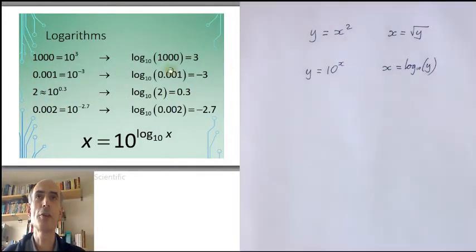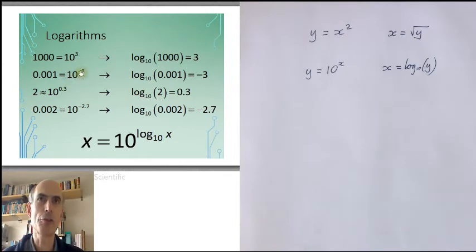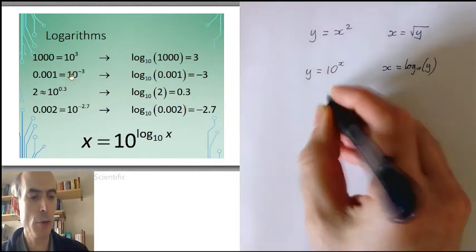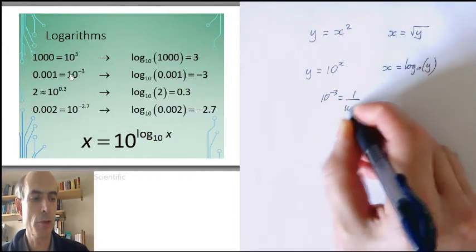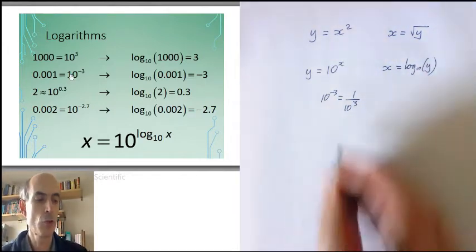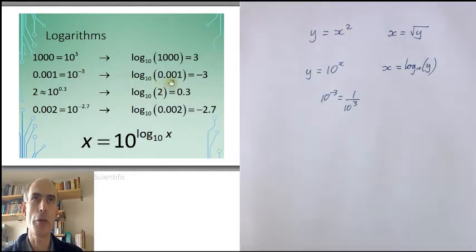We can see some examples. If x is 3, then y would be 1,000. Therefore the log to the base 10 of 1,000 must be 3. If x was minus 3, then 10 to the power of minus 3 is 1 over 10 to the power of 3, which is 1 over 1,000. Therefore, log of 1 over 1,000, that's 0.001, is minus 3.